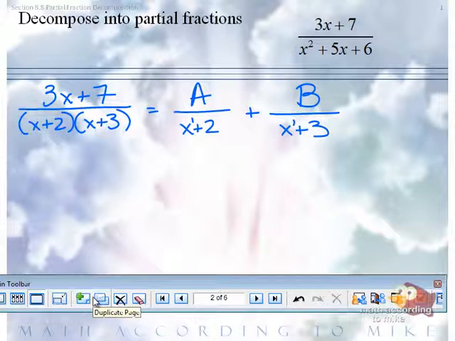But that's the setup. Each factor gets its own fraction. The multiplicity tells you how many fractions you need. And again, the degree of the numerator is 1 less than the degree of the factor, not multiplicity, in the denominator. All right, now we do some algebra. This is the part of the show that students ignore. Don't ignore this. I'm about to clear out all these fractions by multiplying everything by the LCD, x plus 2, x plus 3.